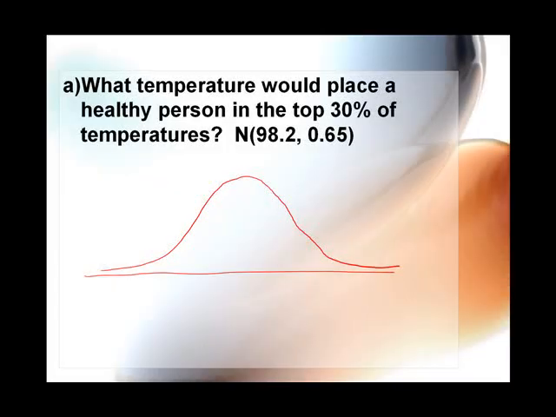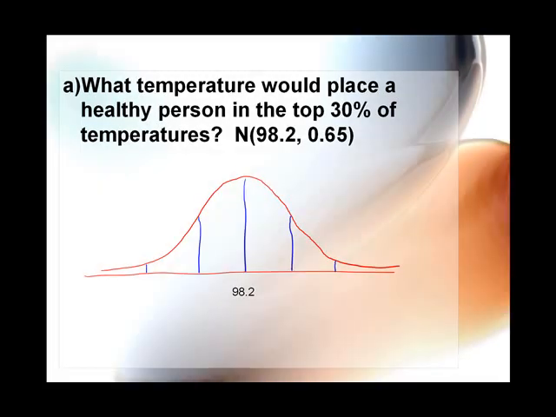So what we want to do first is draw a normal curve. We want to just sketch. You're not an artist. I'm not an artist, definitely. You can see that. And so we're going to draw the sketch. And remember that we have a normal distribution with a mean of 98.2 and a standard deviation of 0.65. So we will draw in our lines.